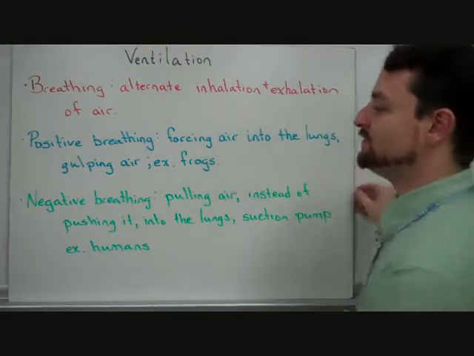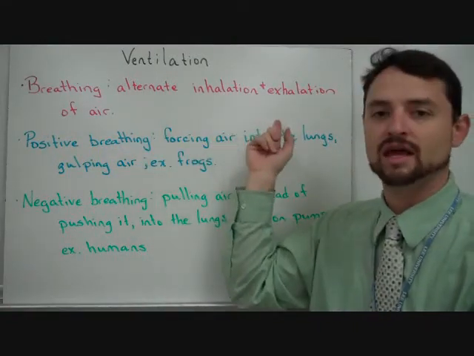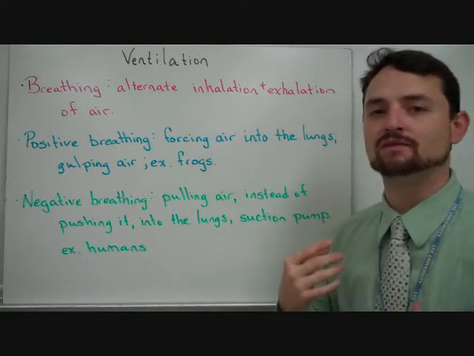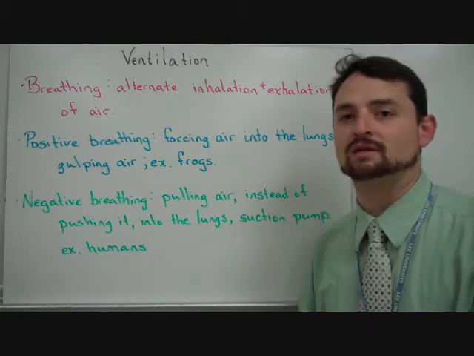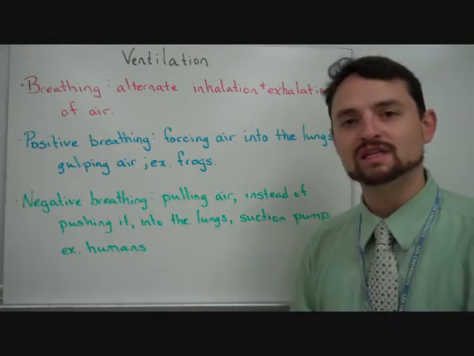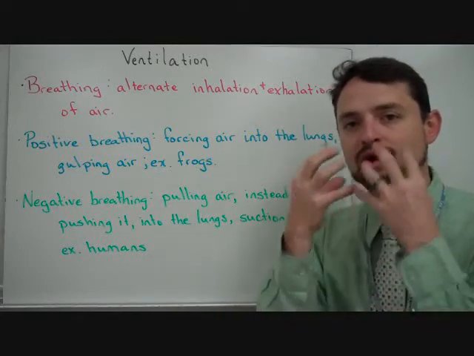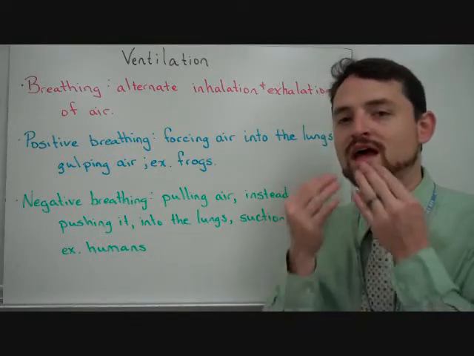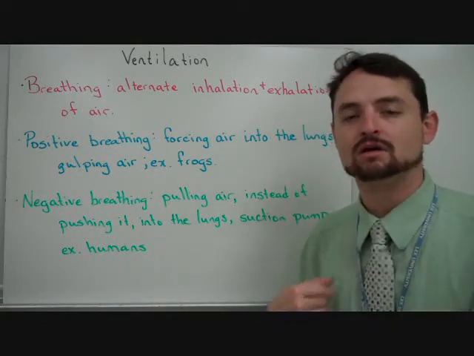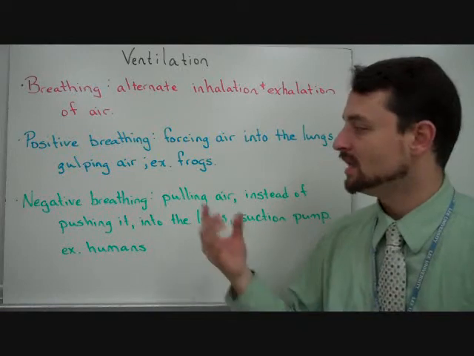The last thing I want to look at is ventilation. We've already talked about this, but that's breathing, alternating inhaling and exhaling. That's ventilating. It's forcing air in and out of the body. There's two strategies that we see in animals that have lungs. The first is called positive breathing. This we see in animals like frogs. They will, in essence, gulp air. So they'll pull air into their mouth and then push that air through muscle reactions. They'll actually push that air down into their lungs. So that is a gulping motion, forcing air down into the lungs.